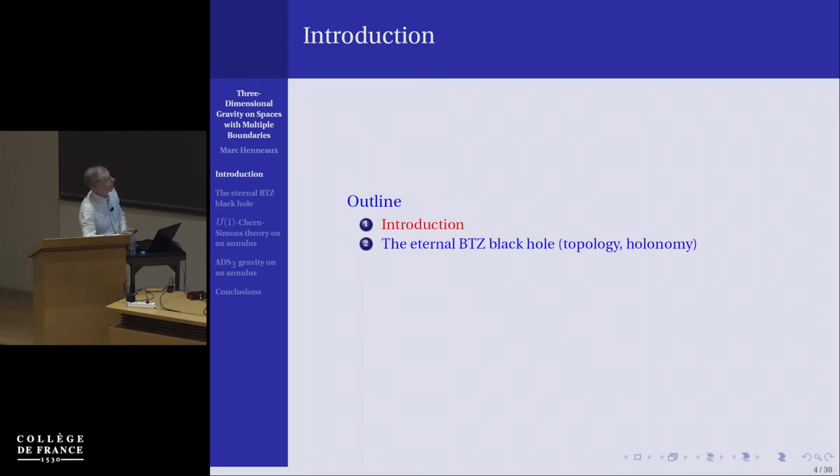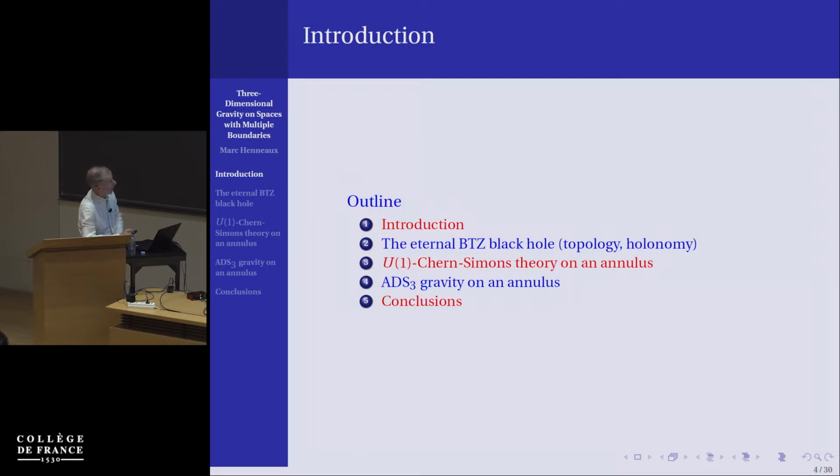Okay, so I will continue the introduction by giving some references. Then I will recall what is the eternal BTZ black hole, in particular the topology and the holonomies. Then I will discuss very explicitly, because that's simple and in a sense the ideas are the same, the U(1) Chern-Simons theory on an annulus, which has two boundaries. I discussed the theory on a disk in the lectures. There is only one boundary in that case, so that we will be able to compare rather easily what the differences are. Then I will extend to AdS3, and then I will conclude.